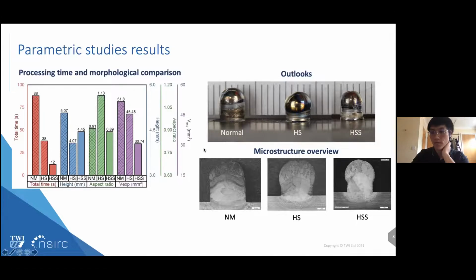And also for their microstructure overview, this is the section overview. We can see their little difference is a segregation band because of the thermal history difference. But except for that, these 3 depositions also have no major defect observed.